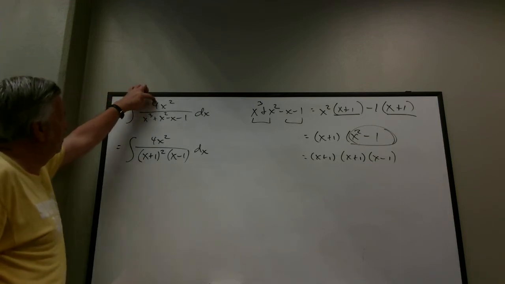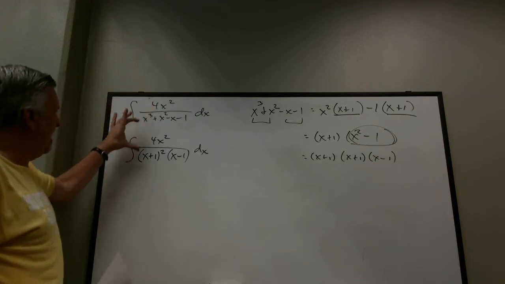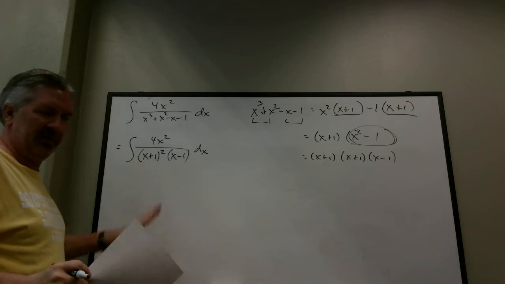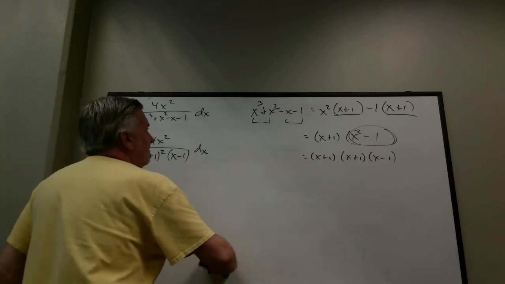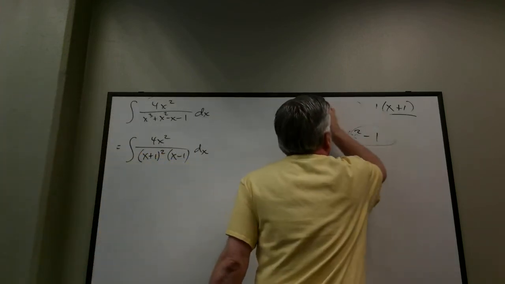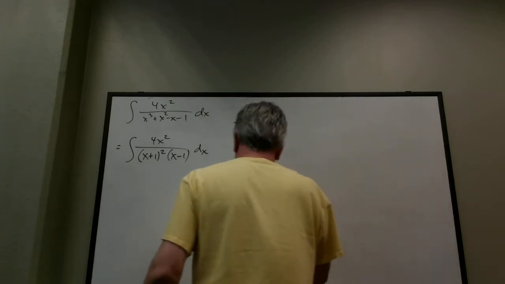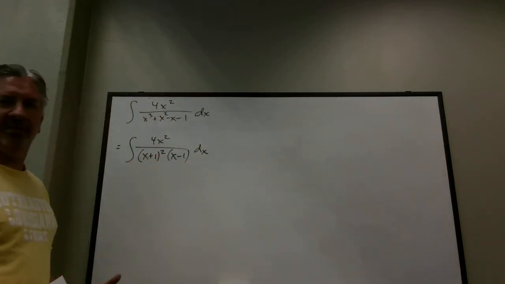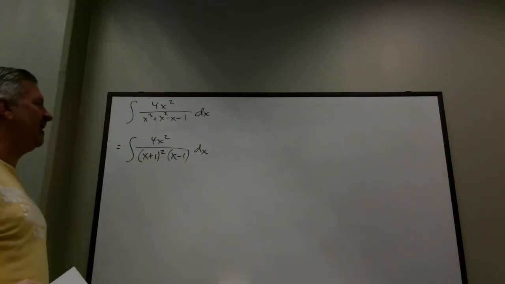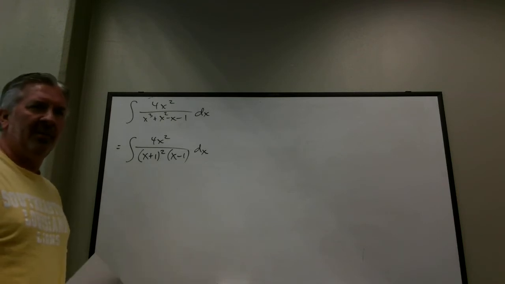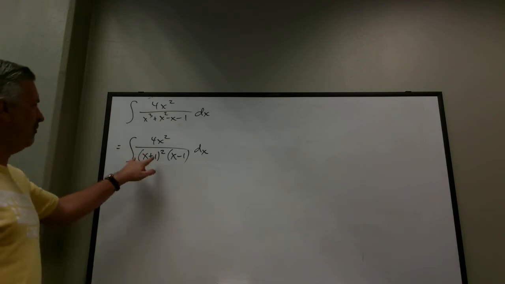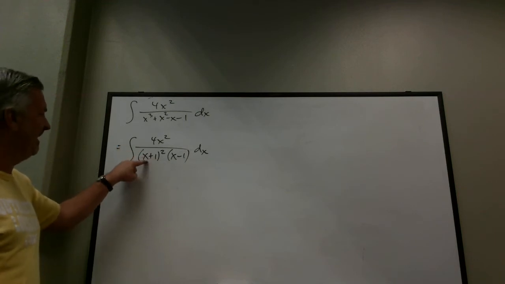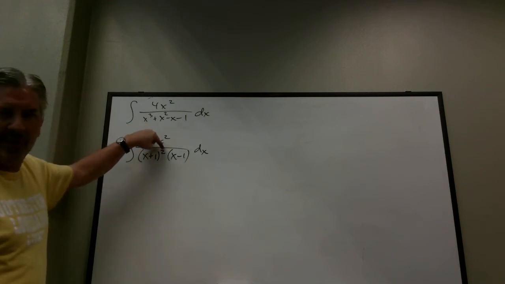Okay, so the degree of the numerator was strictly less than the denominator, and I factored the denominator completely. So that takes care of that. Now we have to do the decomposition. Now I know that x plus 1 squared is a quadratic, but it's not irreducible. Remember, it's already factored completely. Don't think of this as a quadratic. This is a linear to a power.